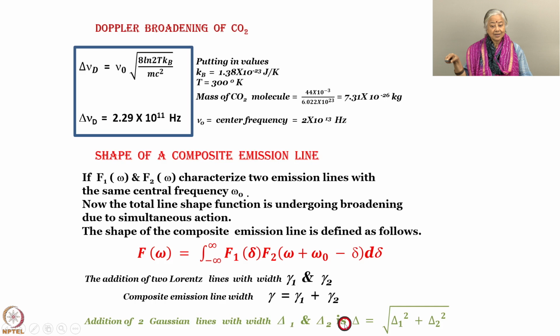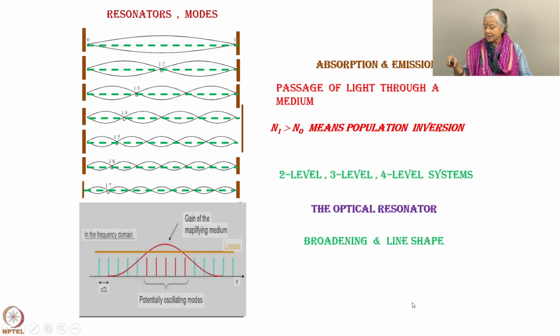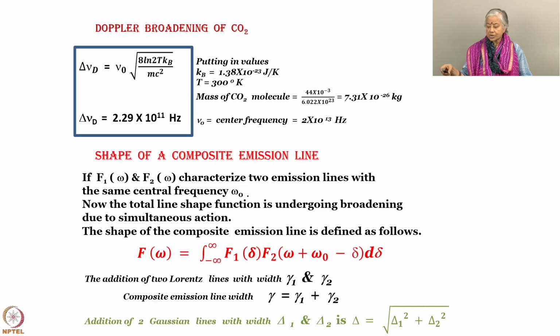Now, what happens in case of two Gaussian lines with width delta 1 and delta 2? That is given by delta is equal to root of delta 1 square plus delta 2 square. It is not just the ordinary addition like in a Lorentzian line, but it happens to be the root of the sum of the squares. These are the things you can work out on your own, just putting in all these formulas and doing a little bit of algebra, and you come to this final answer.